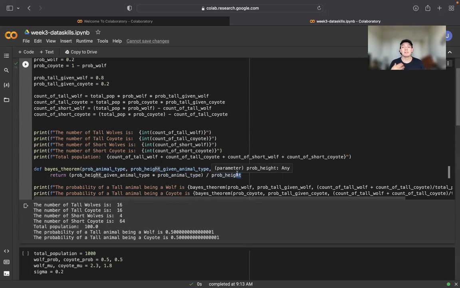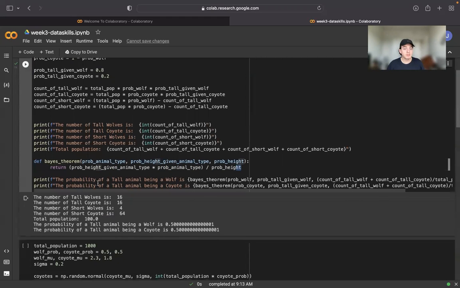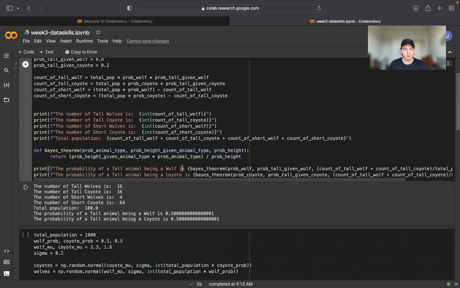And so we can mix and match these values if we wanted to get different answers, but for our specific purpose, we wanted to see the probability of a tall animal being more likely a wolf or coyote. And so then we can directly enumerate it. The probability of a tall animal being a wolf is equal to the Bayes theorem of exactly the probability of a wolf, which is the probability of the animal type, probability of tall given wolf, which is the second argument in our function.